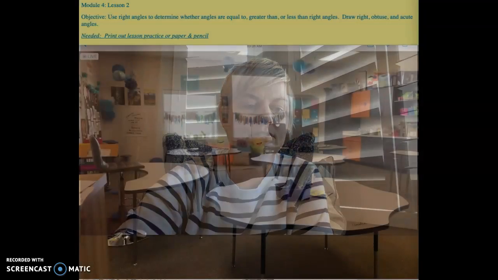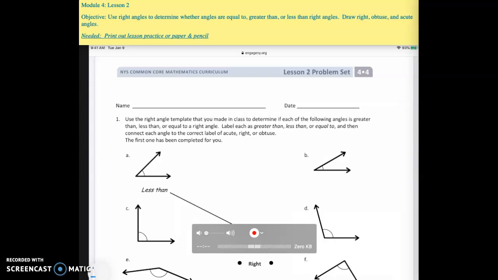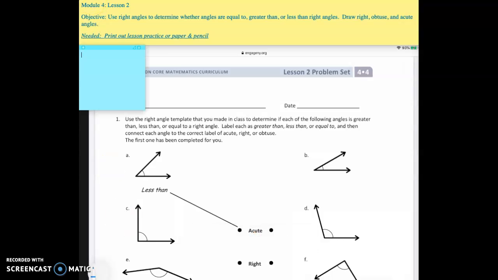All right, it says we're going to use our template. So your template would just be a corner of a paper. And you can use that to determine if it is greater than, less than, or if it is a right angle. So the first one, I could take my Post-it and I could compare all of them. These ones I'm going to do because I can't show you. Oh, actually, maybe I can. Hold on a second.